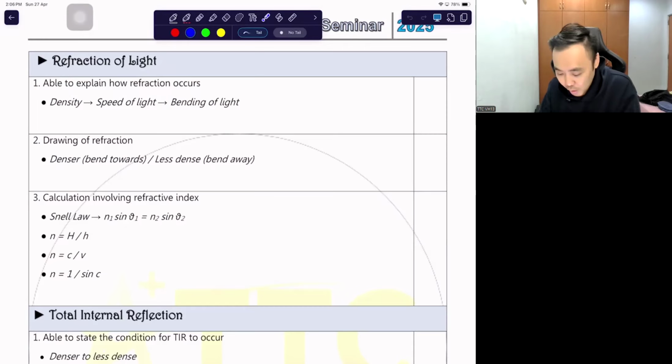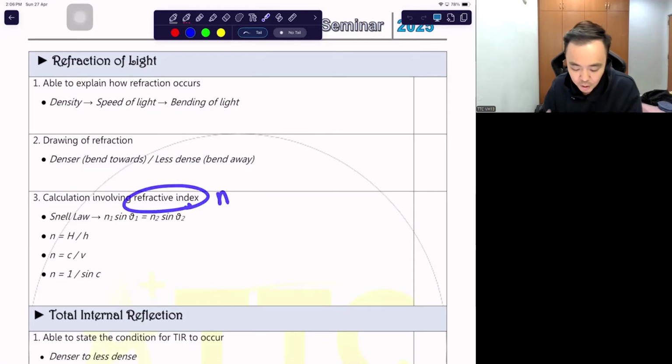So if you say, oh, this one I remember, then I put a tick there. And then drawing: go denser, what happens? You bend towards the normal. Go less dense, you bend away. So you can see I give you all the short points that remind you. And of course, refractive index, remember the n, and the formula, all together 4. If you tell me, oh, all these things I can do, then you put a tick.